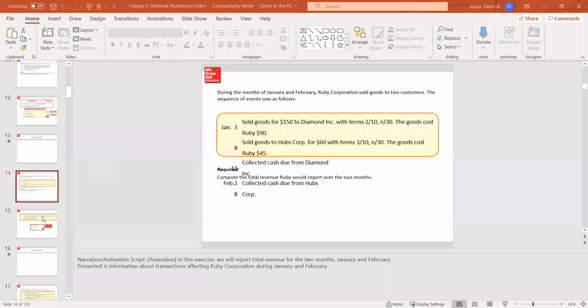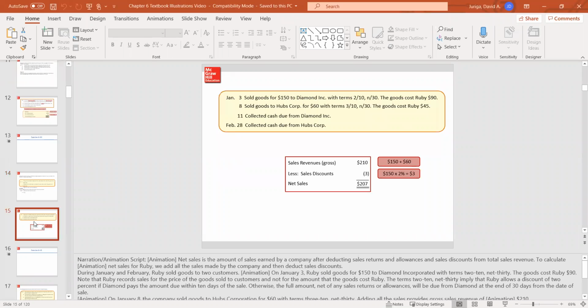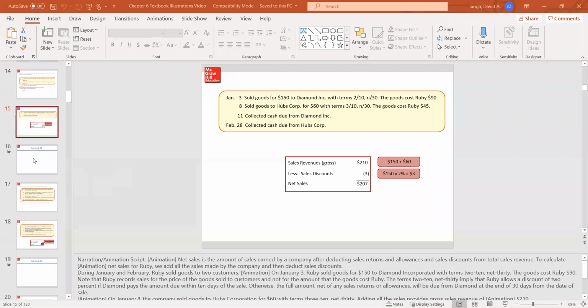So on the next slide, let's see if we can show you how this would work. So you'll note that there's $150 right there of revenue, and there's 60. So there's where they get the gross revenue. And then in terms of discounts, this customer is going to get a discount. So there's 2% of that we have to take down. But that's essentially it, because the Hubs do not get the discount, because they're not going to pay us until February 28th. So it looks like the net sales would be 207. All right, next slide.